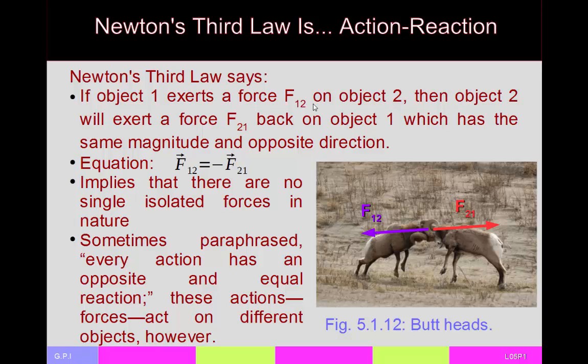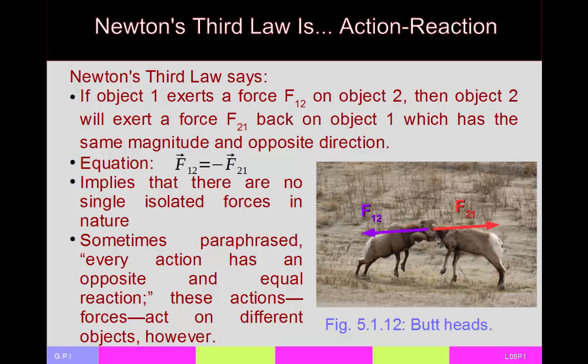So these two forces are labeled here to show that they are the same length, so that means the same magnitude, same amount of force, and they are in exactly opposite directions. So in equation form, what that looks like is that F12 is equal to negative F21. And the big implication here is that there are no single isolated forces in nature. Anytime that there is one force, there must be a second force that is in the opposite direction and equal magnitude to that first force.